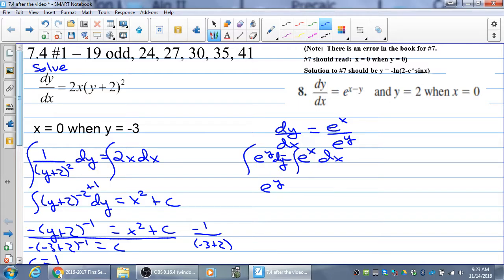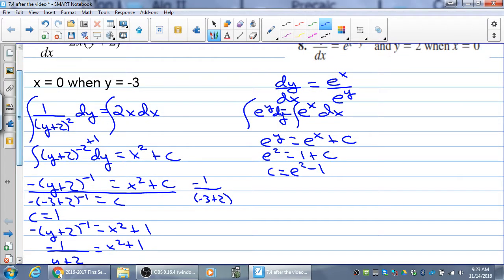E to the y is equal to e to the x plus c. I've just taken the antiderivative, so now I want to plug the values in right away. We have e squared is equal to e to the 0, which is 1, plus c. C is equal to e squared minus 1. Let's put that back into c. So e to the y is equal to e to the x plus e squared minus 1. And then if we take the natural log of both sides, we just get y. So y is the natural log of (e to the x plus e squared minus 1).